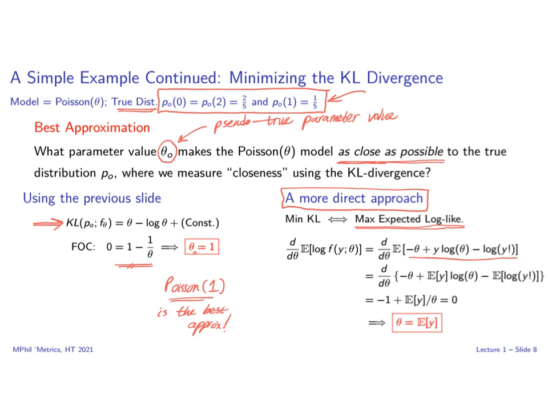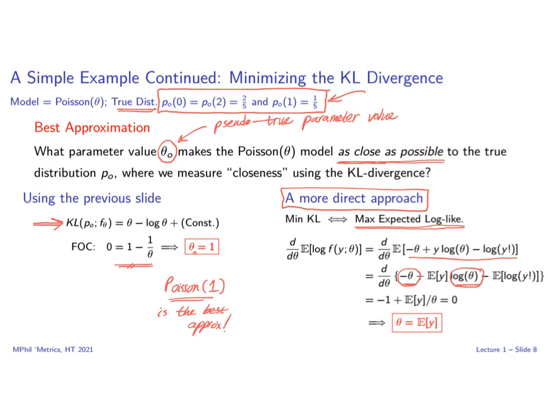So let's calculate the expectation first. Minus theta is a constant, so we can pull that out. Log theta is also a constant, so we can pull that out. So now we've got an expectation of y. And then we've got a minus expectation of log of y factorial. So again, these constants were pulled out of the expectations. They are non-random. All right, now we can solve our optimization problem.